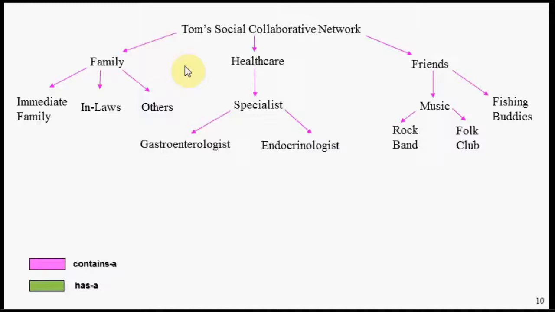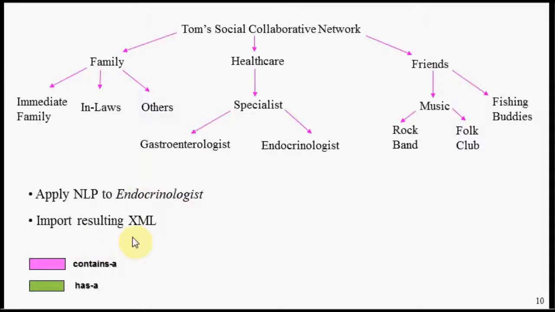So what I can do with the TC-SQL capabilities is the following. I can execute a natural language processing application on any of the nodes here. So in the example here, I'm going to execute it on endocrinologist here. And what this NLP is going to do is return a set of industry standard codes associated with the ontology called SNOMED here. And it's going to return an XML document here.